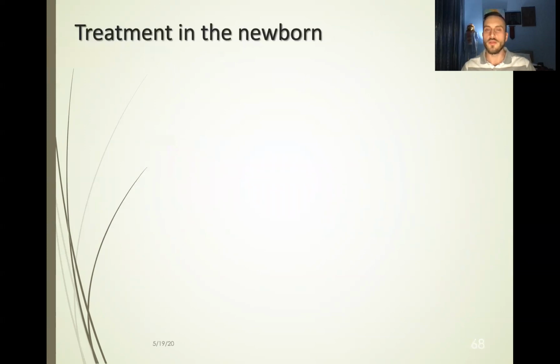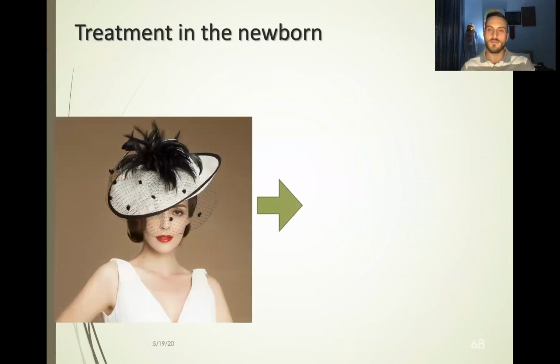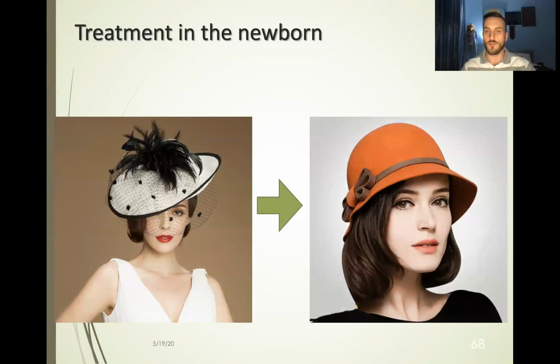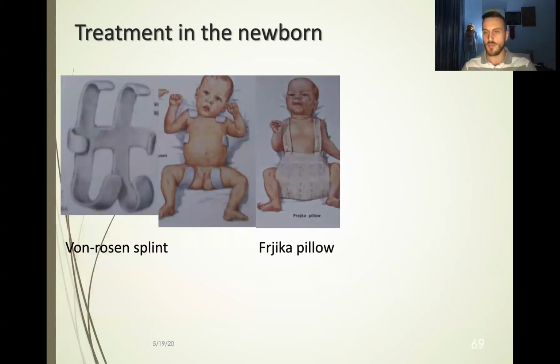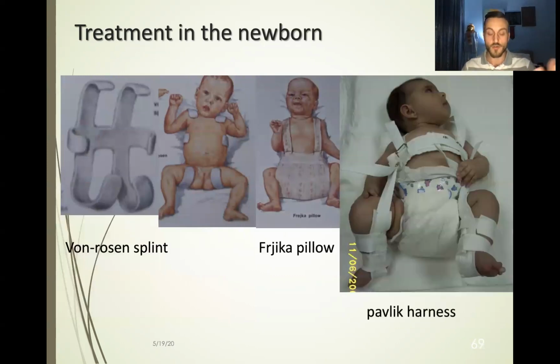Treatment. What to do in the treatment? The treatment is as simple as that. You have the hat and the head. What you will do is bring back the hat to the normal position and get a normal head that is covered. You remember Ortolani, we do Ortolani and we fix. All of the splints you will see, the von Rosen, the Frejka, the Pavlik harness, all of them are doing abduction to relocate the hip inside.